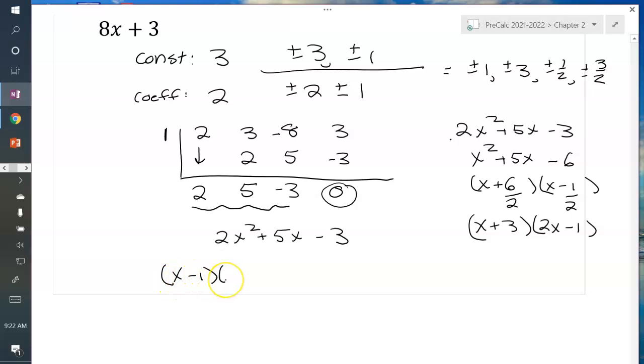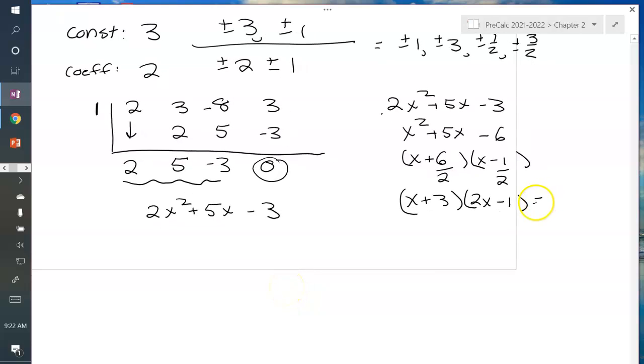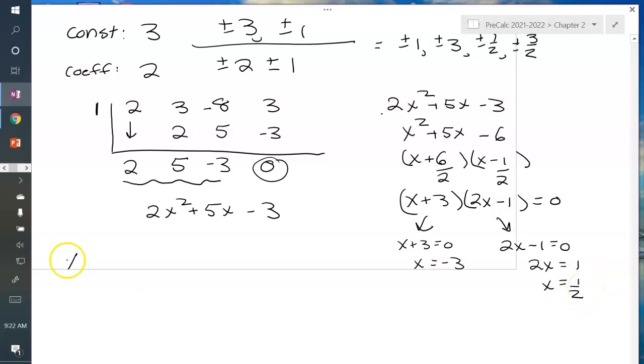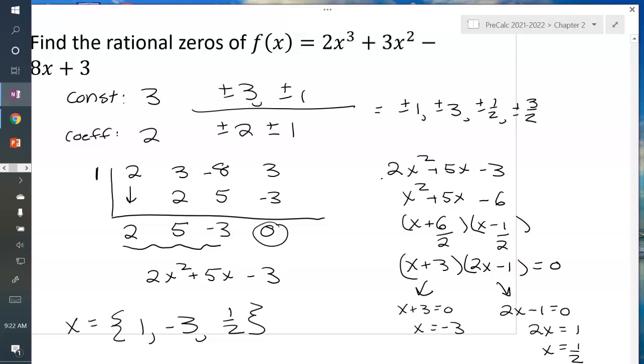X minus 1. No, let's not do that. Instead, let's find the rest of the zeros. So just like we did in the last section, you can set these factors equal to 0. X plus 3 equals 0, so x equals negative 3. And then 2x minus 1 equals 0. 2x equals 1, x equals 1/2. So here's our zeros. We got 1, we got a negative 3, and a positive 1/2. Notice all of those were on our list.